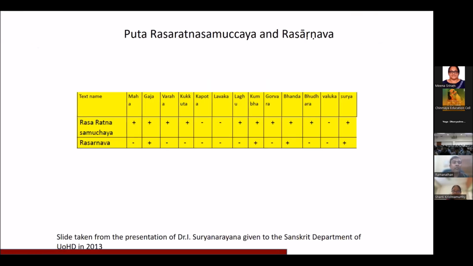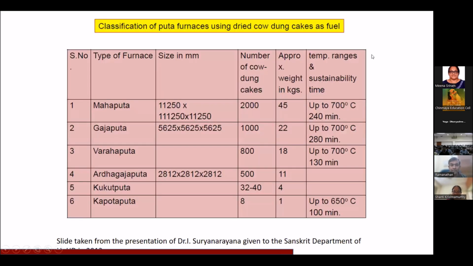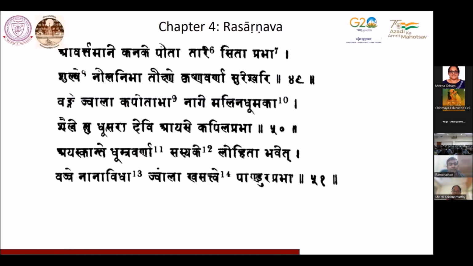Then there are descriptions of what are called puta. Puta, rough translation in English, is equivalent to furnace. So there are interesting names like Mahaputa, Gajaputa, Varahaputa, Kukkutaputa, etc., each resembling the shape of the different animals it is described as. And each of these putas not just differs in shape, but also in the maximum temperature that can be attained using them. What kind of fuels you need to use, and thereby what kind of temperature it will achieve, are all well described in these texts.